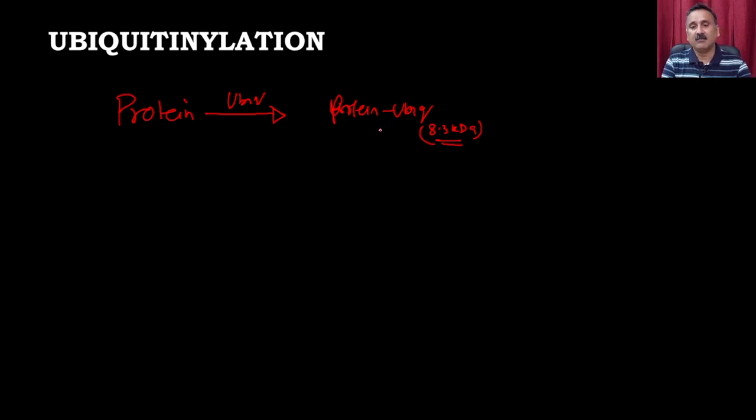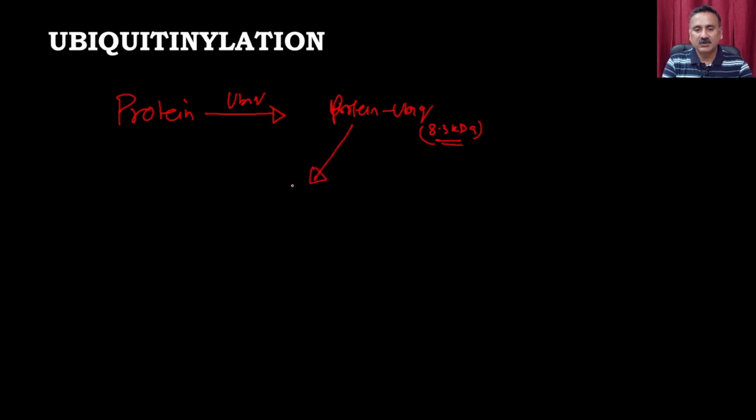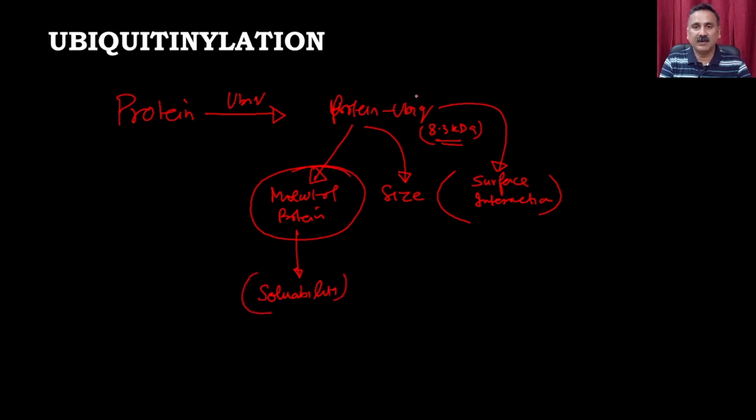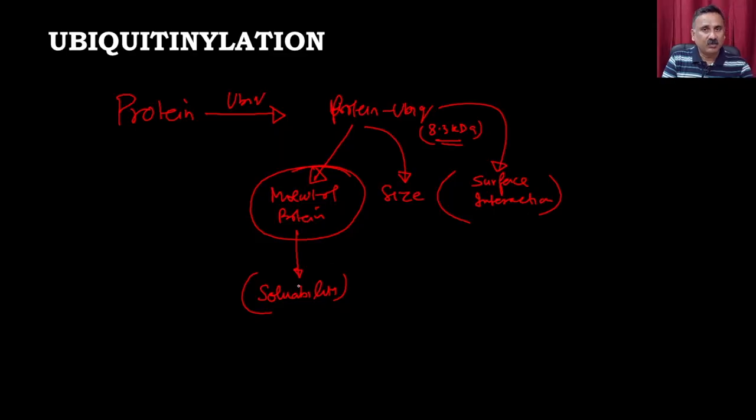If it is a polyubiquitinylation, you can multiply the same number. So, when there is a ubiquitinylation, it is going to change the molecular weight of the target protein. Number 2, it is going to change the size of the protein. Then number 3, it is going to change the surface interactions, right. Because it is changing the molecular weight, it is also going to impact the solubility of this particular protein, because the more protein you add, the heavier it becomes, and heavy molecules are less soluble compared to light molecules. The protein itself is soluble, but when you add all these things, it is going to be less soluble. So, it is going to impact the solubility.